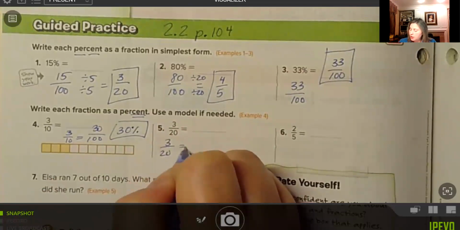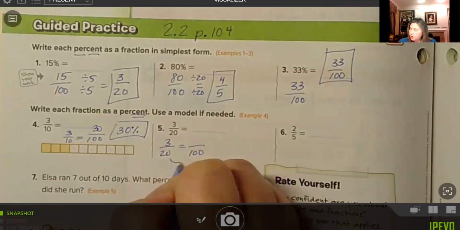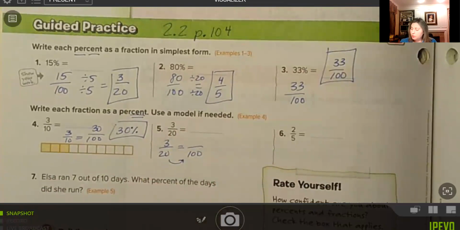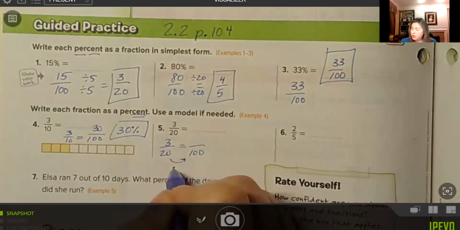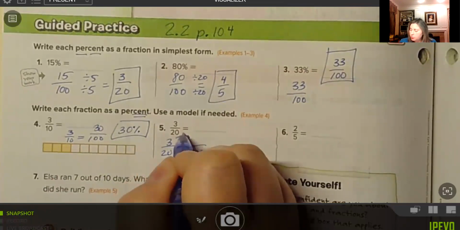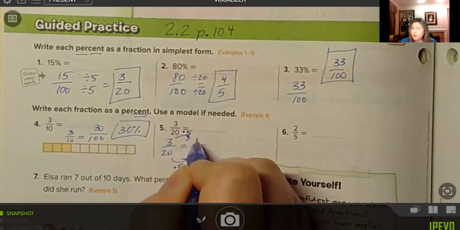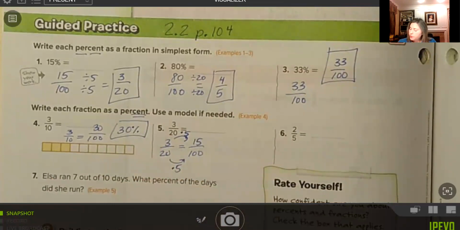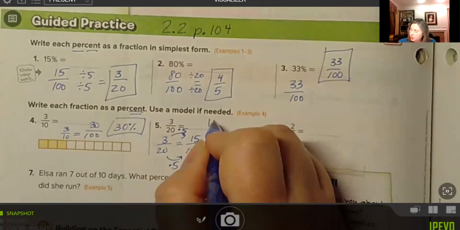Number 5, we have 3/20, and again, we want to scale that up. So we have a denominator of 100. So to get from 20 to 100, we multiply by 5. So then we need to do the same thing to our numerator, multiply by 5. So we get 15 hundredths, which is 15%.